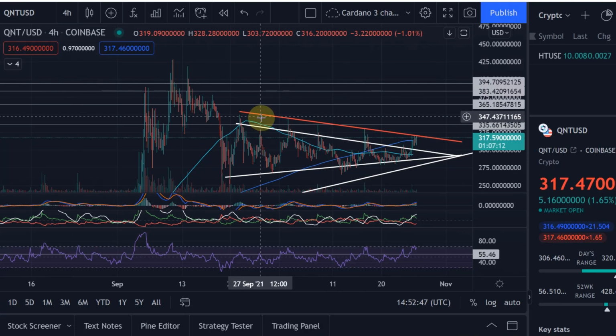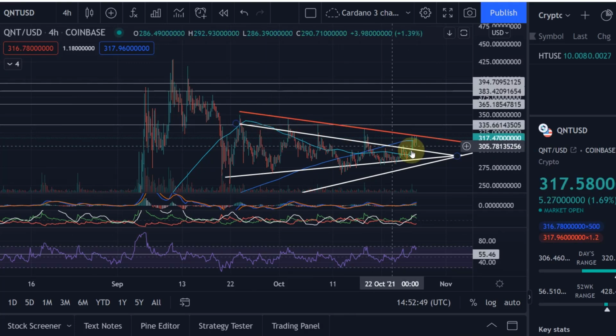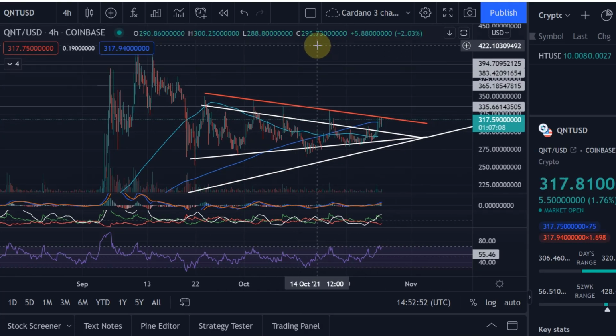Okay, so that's just my view on Quant. Let me know what you think. Do you own any Quant, QNT? What do you think of the project? And do you think we are going to move up from here?